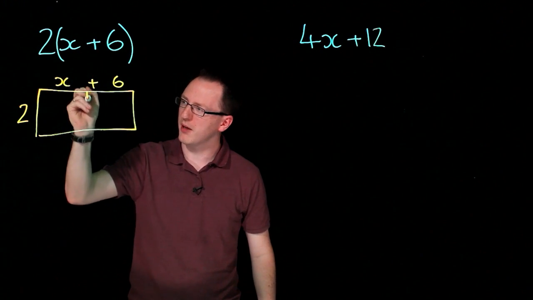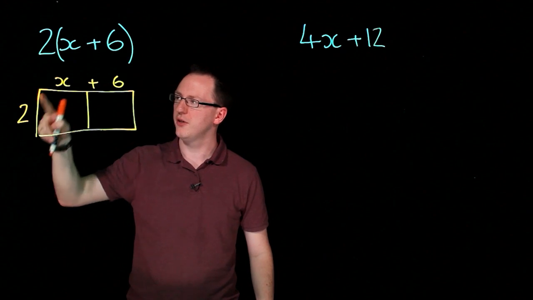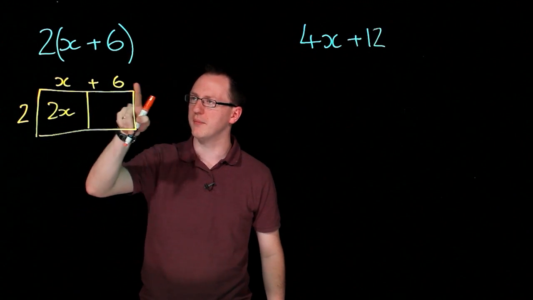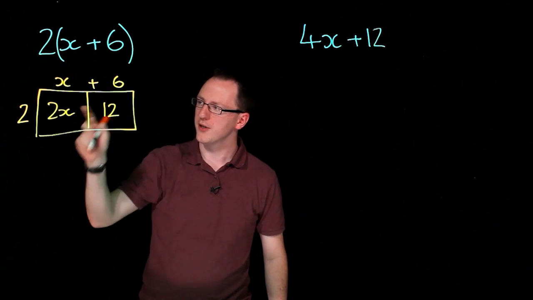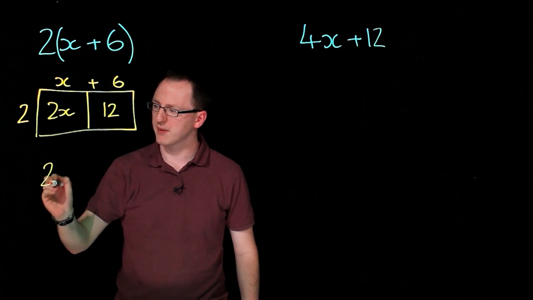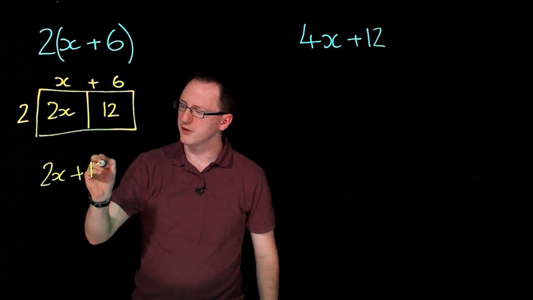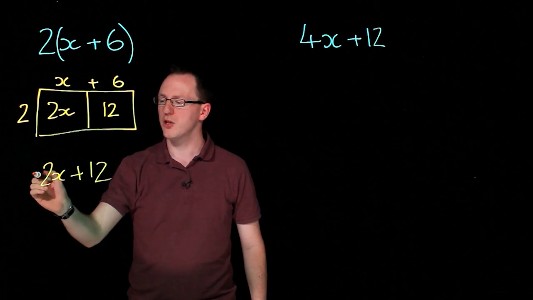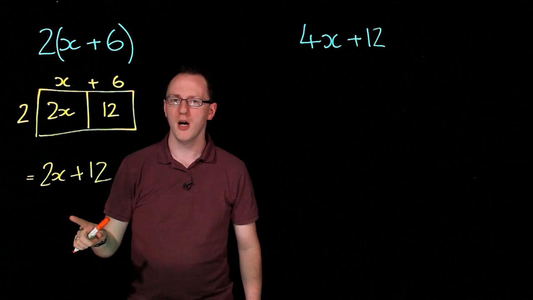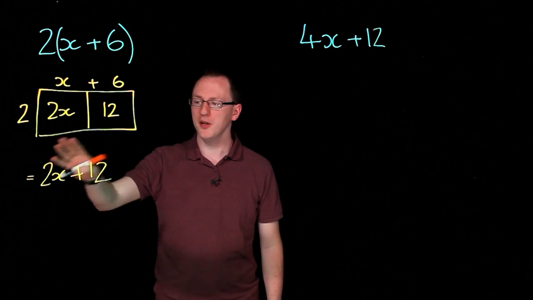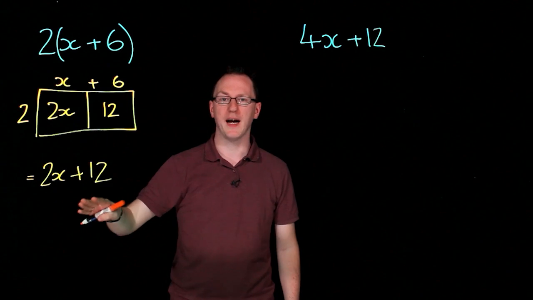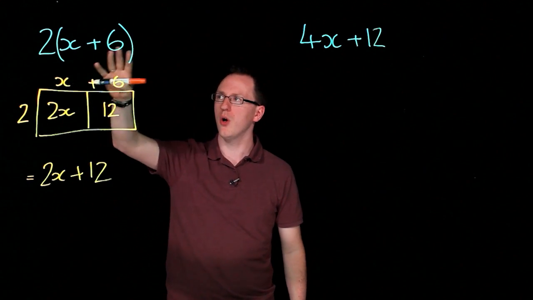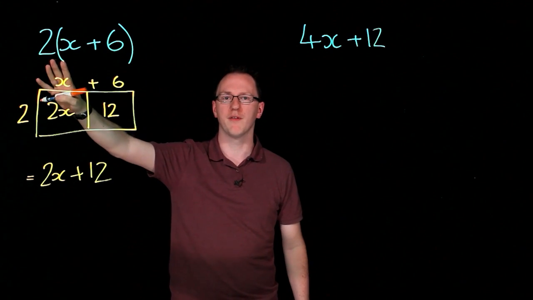So if I split that up, I've got this area 2 times x, which is 2x, and this area 2 times 6, which is 12. So the total area is 2x plus 12. So 2 brackets x plus 6 expanded is 2x plus 12. But what if instead we were given 2x plus 12 and asked to factorise it? That means asked to write it with brackets, with all of the common factors brought to the front.